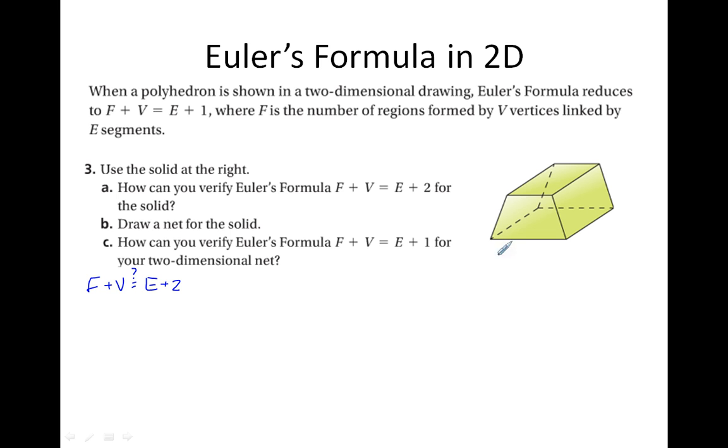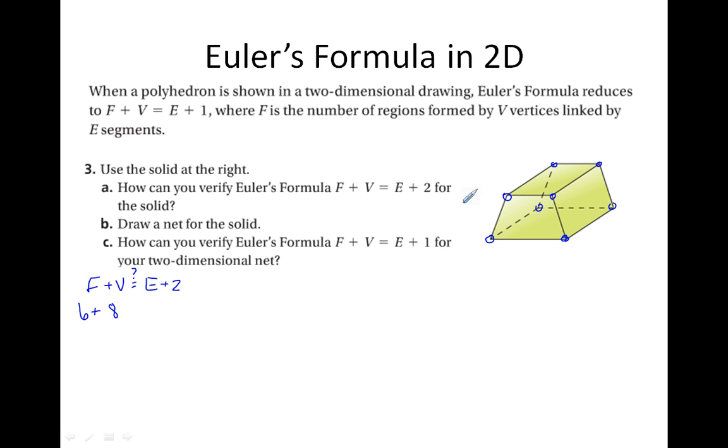So how many faces does it have? Well, it's got the front and the back, top and the bottom, and then the left and right side. So we have 6 faces. Vertices. Remember, these are our corners. So I've got 1, 2, 3, 4, 5, 6, 7, 8 vertices.